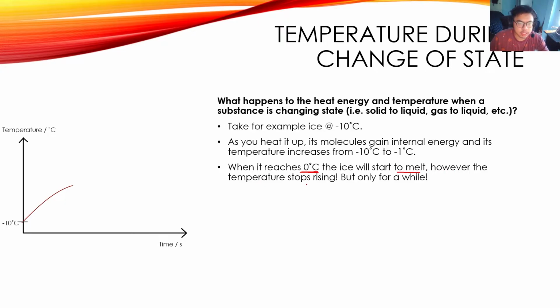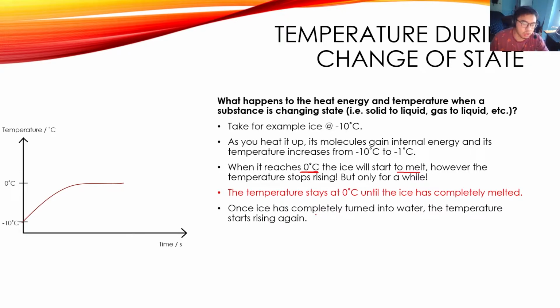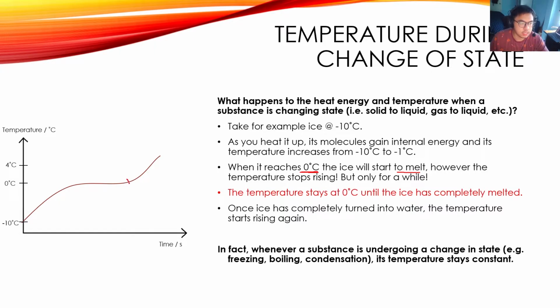However, the temperature stops rising during this process, but only for a while. So let's draw that on the graph. So at 0 degrees Celsius, the temperature of the ice remains constant. So it's almost a straight line there. So the temperature stays at 0 degrees Celsius until the ice has completely melted. Once the ice has completely turned into water, so it's melted, the temperature will start to rise again. So you can see, this is the start of the melting process, and this is the end of the melting process. Once everything has fully melted, then the temperature starts to rise again as normal.